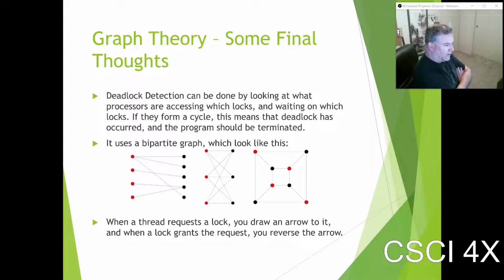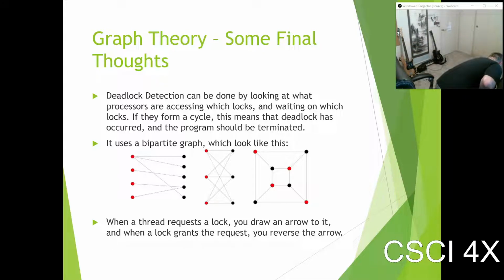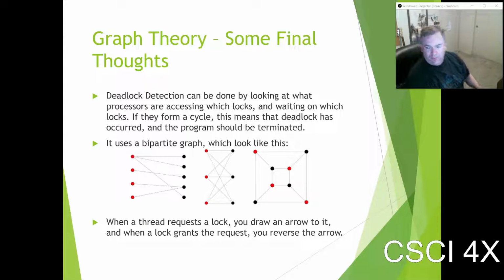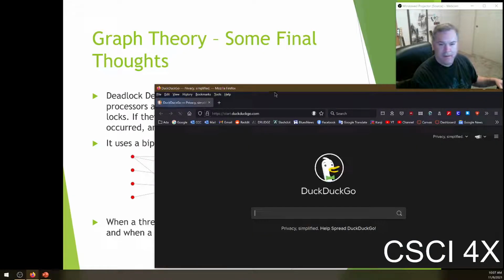There's a couple more things on graph theory before we get going on the probability topic. And the first graph theory application is deadlock detection. And so, in multi-threaded programming, you can have these things called locks. And the way that it works is, in fact, I can just show you.